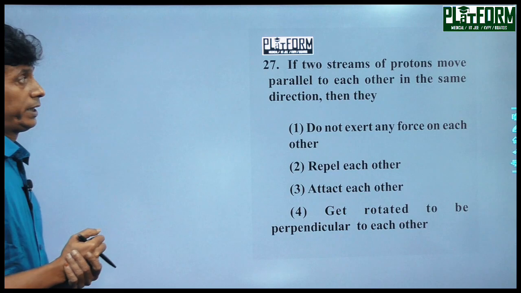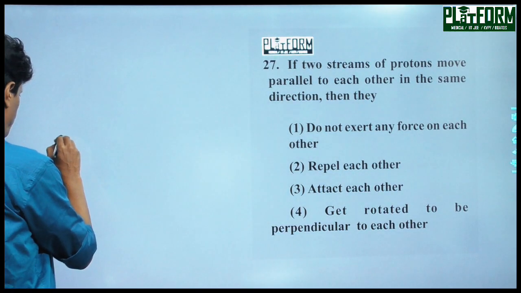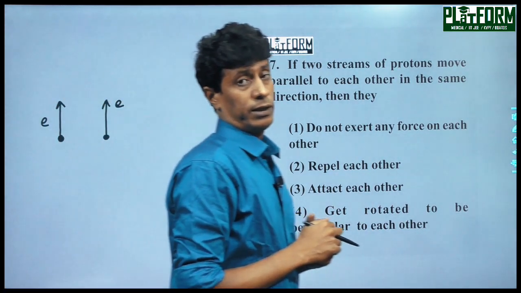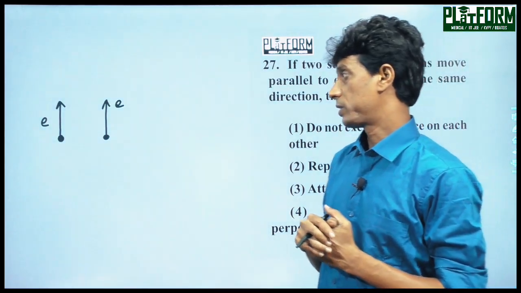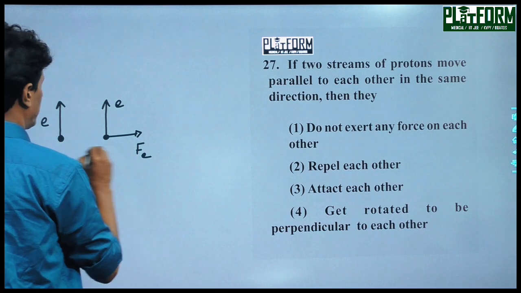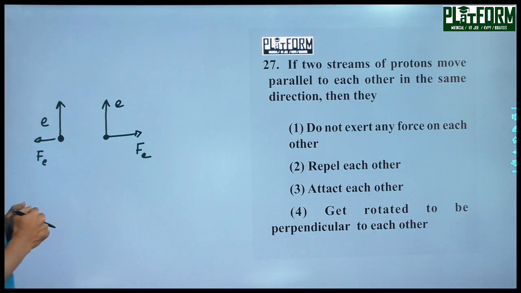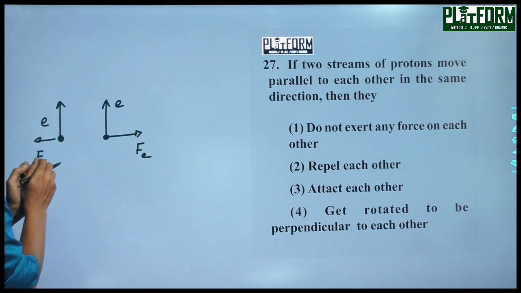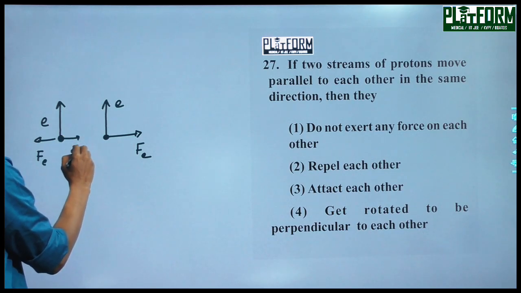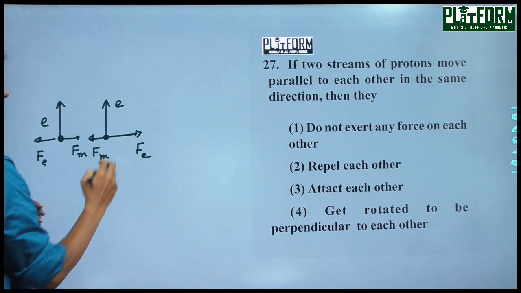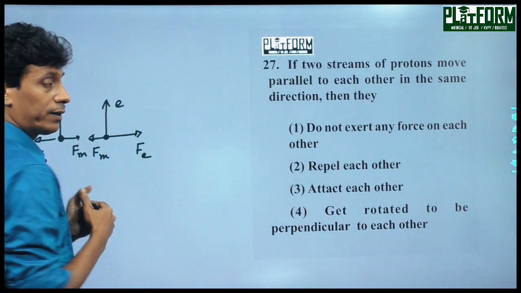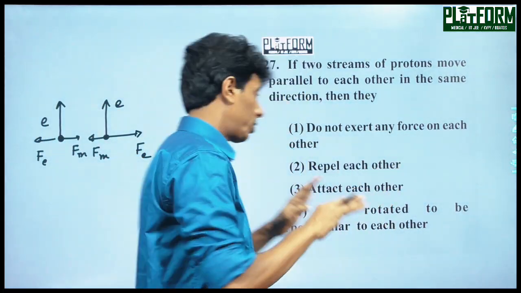Next problem, if two streams of protons, you know proton also has charge, the magnitude of the charge of a proton is the same as the magnitude of the charge of an electron, you know. So we can get the electrostatic repulsion between these two charges, and you know like parallel currents attract each other. So we can get the magnetic force for the like parallel currents, since both the positive charges are moving parallelly. So we get the magnetic force between these two charges as well as the electrostatic force between these two charges.